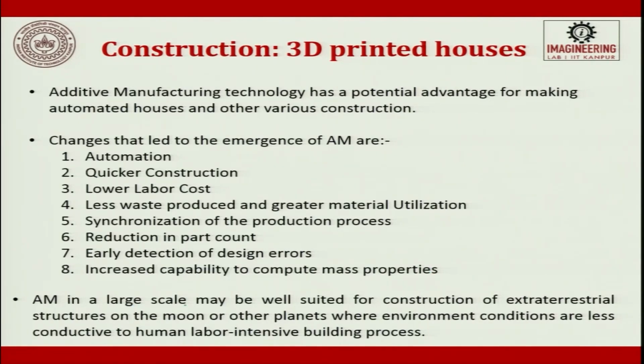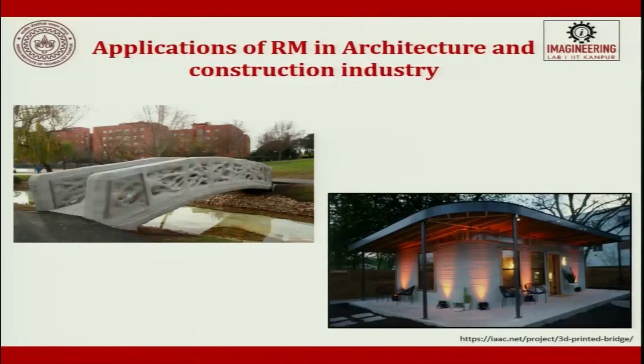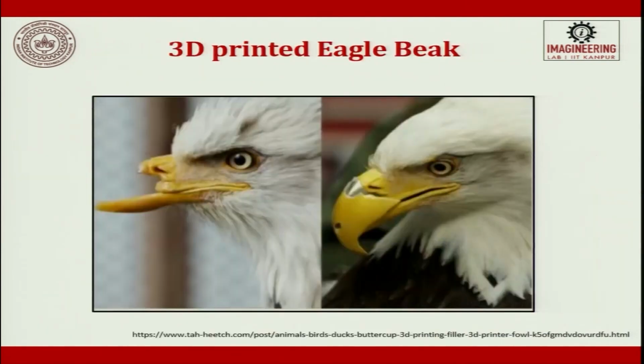AM at a large scale may be well suited for construction of extraterrestrial structures on the moon or other planets, where environmental conditions are less conducive to human labor-intensive building processes. Today 3D printing is used at desert layers for construction. So, these are bridges which are constructed by the RM process, rapid manufacturing process. And here is a tent house or a guest house or a farmhouse. This is completely constructed only by 3D printing or rapid manufacturing.